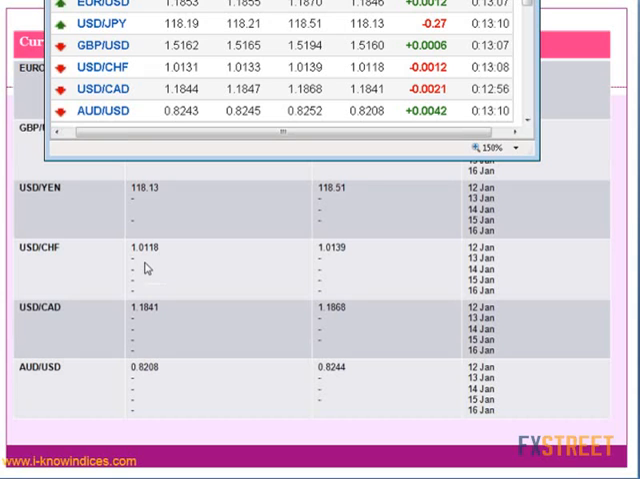Then in the case of CHF, 1.0118 is the low, 1.0139 is the high. They have not breached the low or the high. In the case of Canadian dollar, 1.1841 is the low, 1.1868 is the high. They have not breached the low or the high. Then Aussie also, 0.8208 is the low, 0.8244 was the initial high.